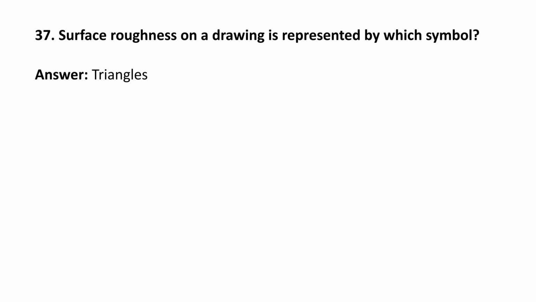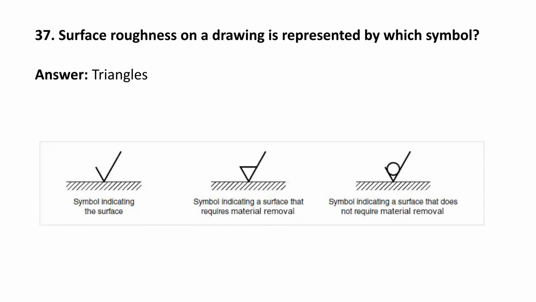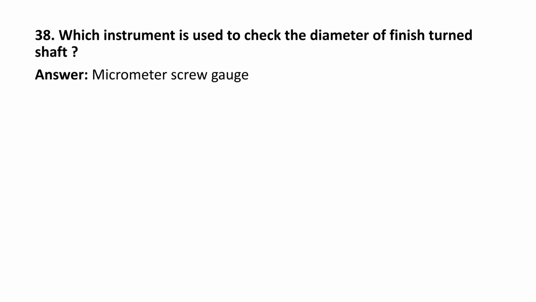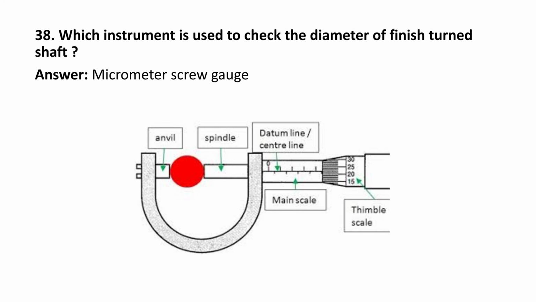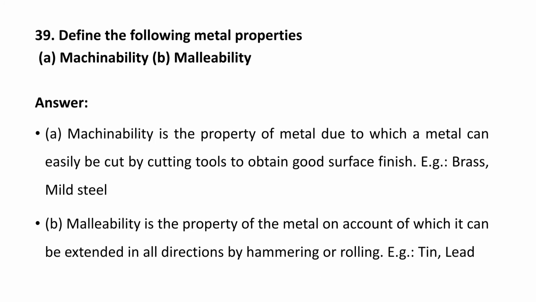Next question. Surface roughness on a drawing is represented by which symbol? The answer is triangles. So with the help of a triangle you can represent surface roughness on the drawing. Next question. Which instrument is used to check the diameter of the finished turned shaft? The answer is micrometer screw gauge. So here the shaft is represented by the red circle and you can measure its external diameter with the help of a micrometer screw gauge.